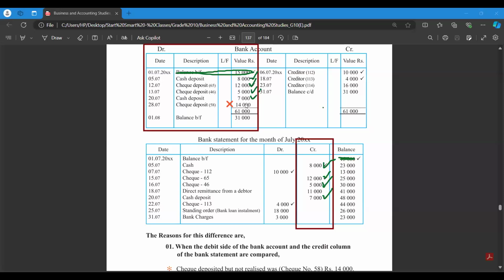Did you understand how I identified that 14,000? First you have to compare the debit with the credit side, marking it, and then you check for what is not marked. And here it is 11,000, we have not marked it. And that belongs to the direct remittance from the debtors. Are we all with this part, guys?